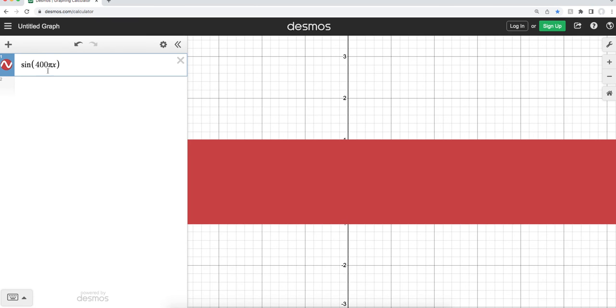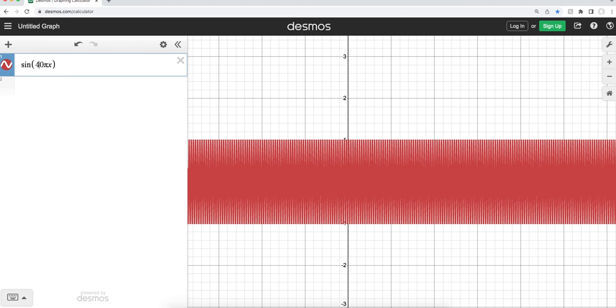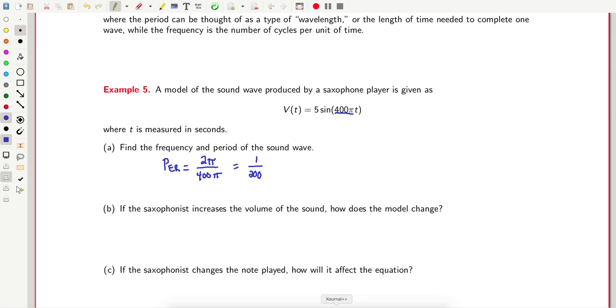Even if we made it, instead of a 400, a 40, that's a little bit better, but we can see quite a bit of compression here because of the large number that we're multiplying our x by. So our period would be 1 over 200. The frequency is the reciprocal of that. So our frequency, we could look at it as 400 pi divided by 2 pi, or just take the reciprocal of this value, and the reciprocal of 1 over 200 is 200.